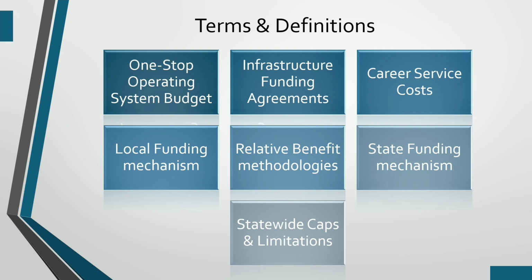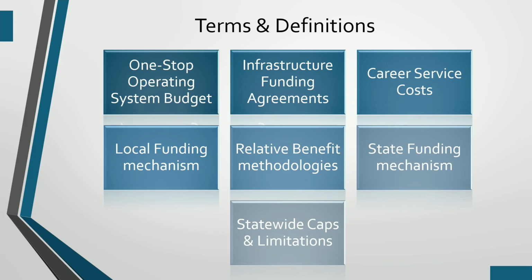We're all about making it simple, aren't we? Again, some terms. We have the one-stop operating system budget. So that's the whole, your workforce area. Do you all have an overall budget of all your programs, all your funding streams, what the budgets are? Yes? No? Yep. Right on. Got to have an infrastructure agreement within them. What are the career service costs?